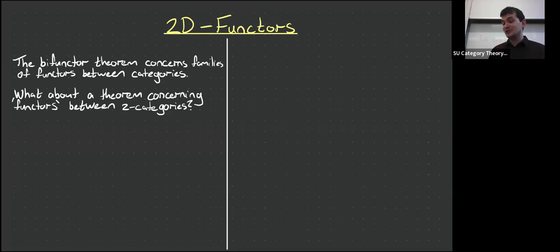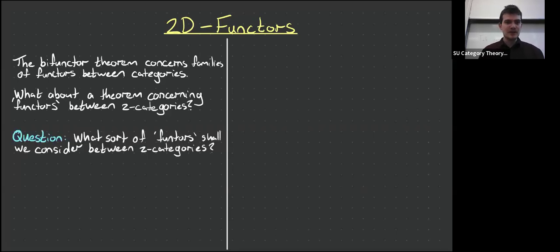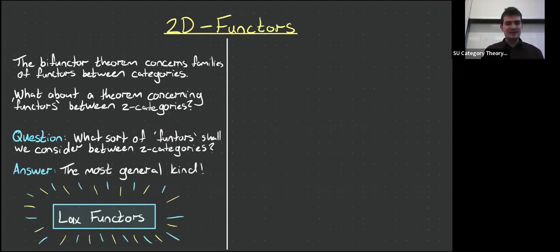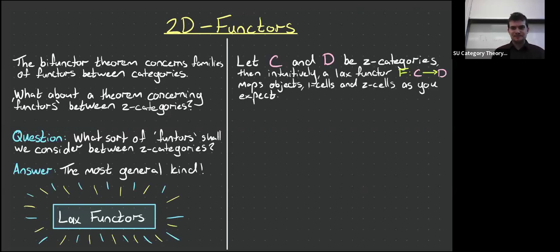I leave it vague because there are lots of notions of functors between two categories. So the question is, what sort of functors shall we consider between two categories? We originally required a result for pseudofunctors. But for reasons that aren't necessarily clear yet, we thought we might want to capture a bit more than that. There were some similarities with monads we were interested in. So the answer is we made the most general kind we could, lax functors. Okay. So what is a lax functor?